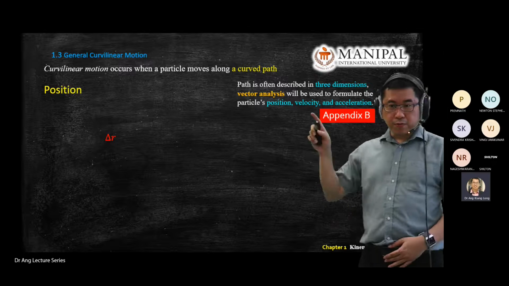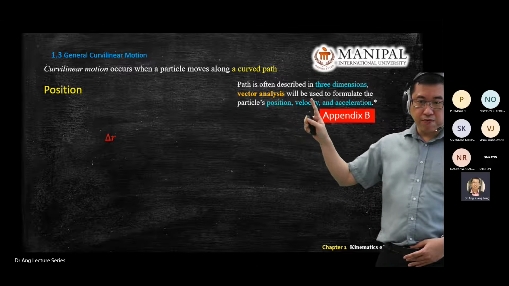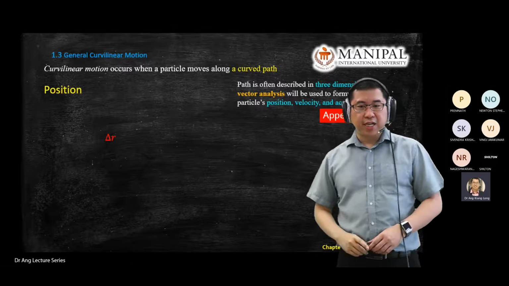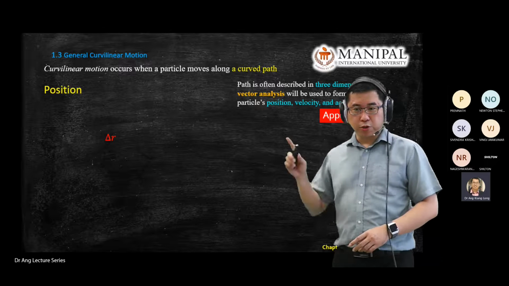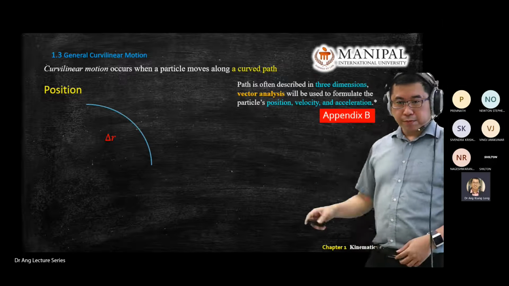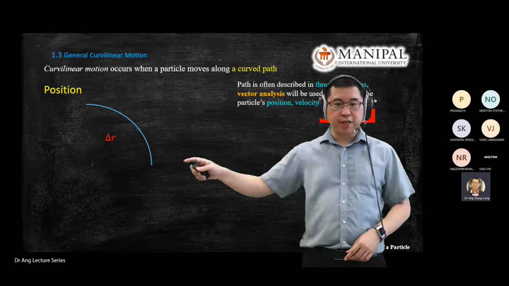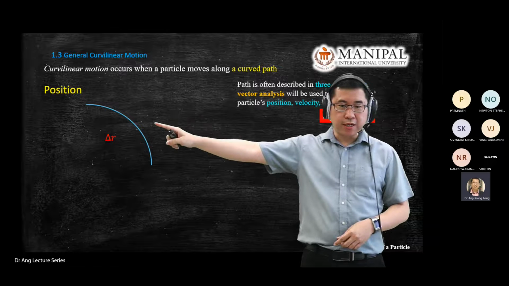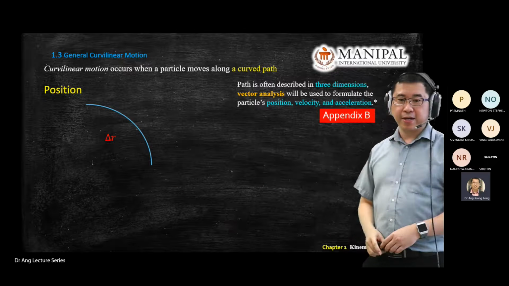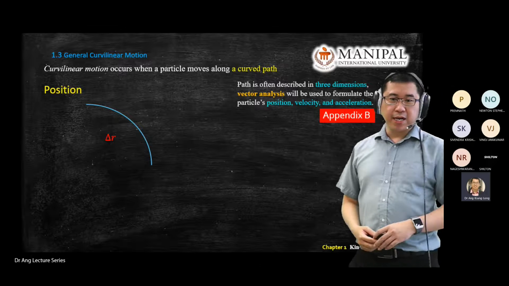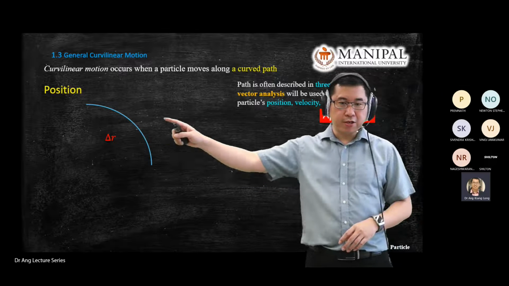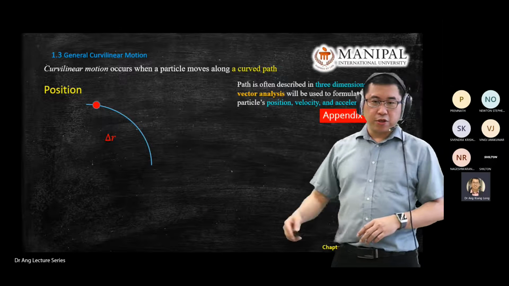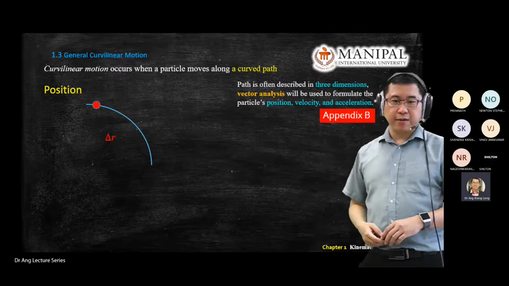So the first one, because we have three important keywords here: position, velocity, and acceleration. So we look at the first one. How do we define curvilinear motion position? Normally we define position like what we did in the straight line position. I will use the solid blue line to represent the path taken by the particle. Blue line represents path, and usually we use S to represent position.